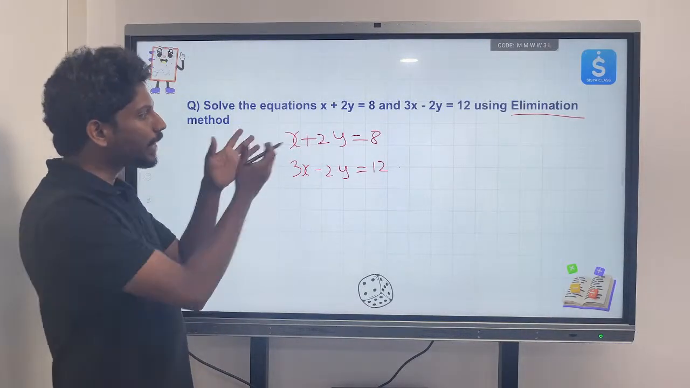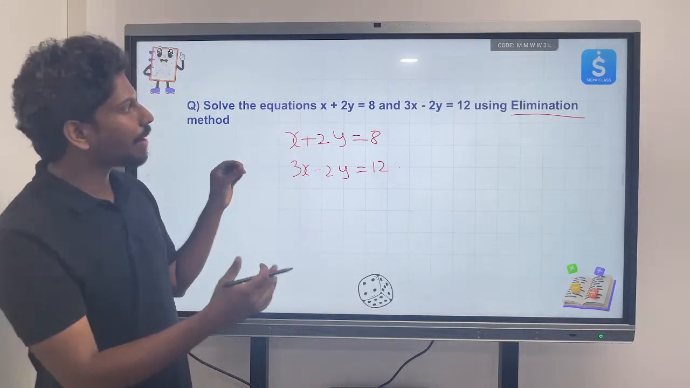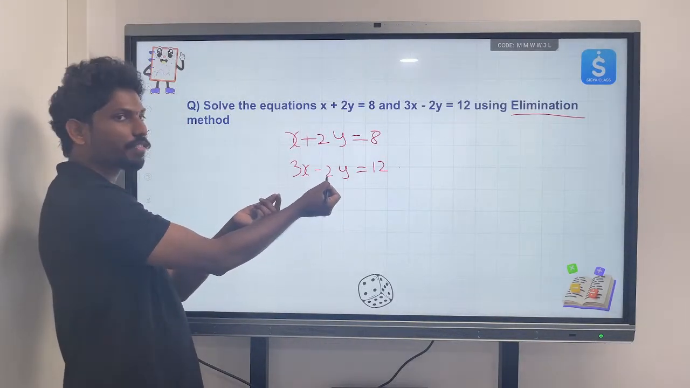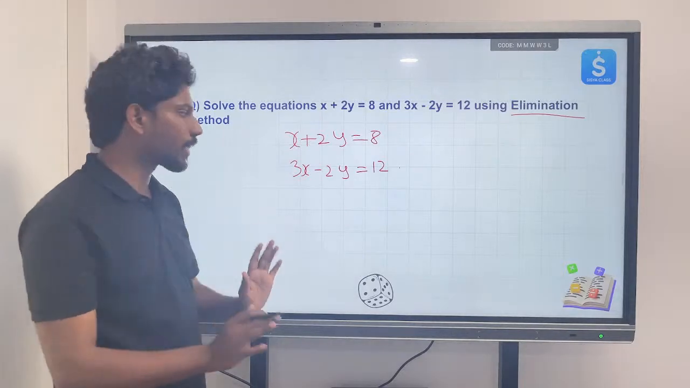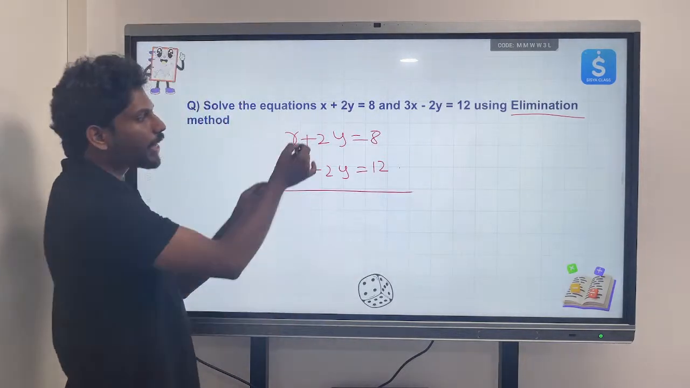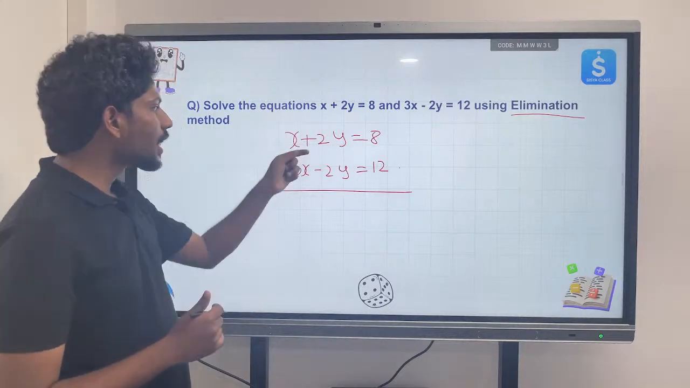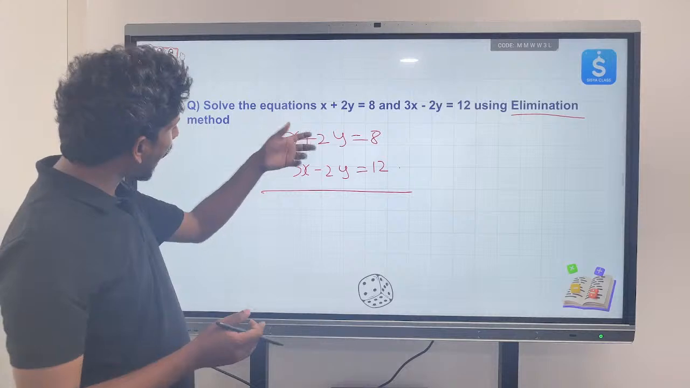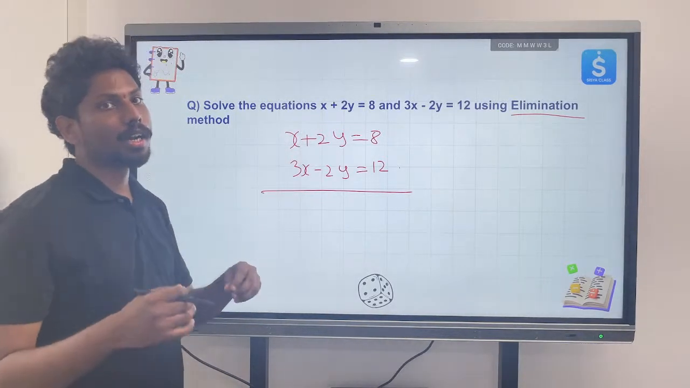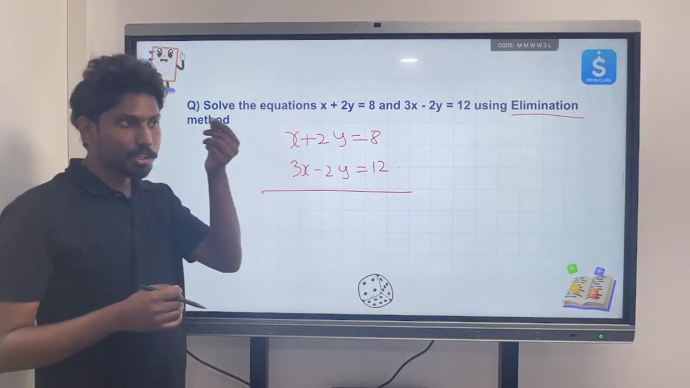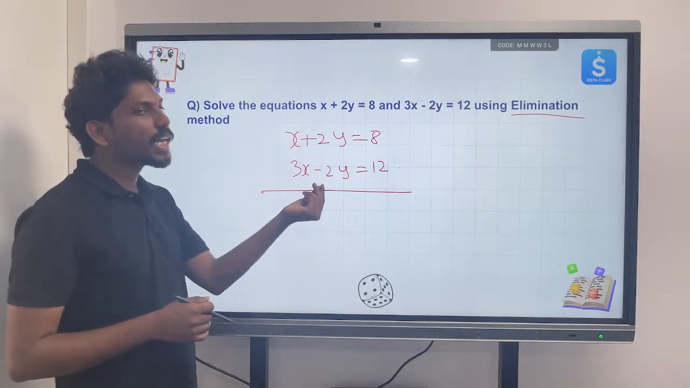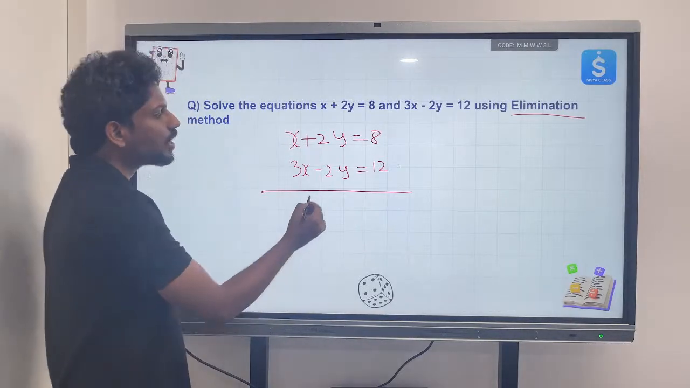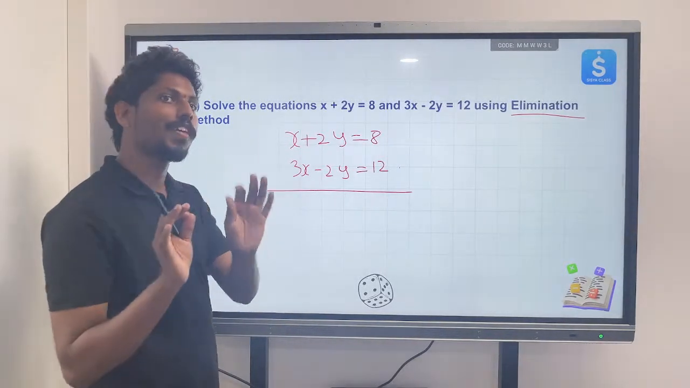Now let's see, by default this problem has some boon, right? What is the coefficient of y here? 2. What's the coefficient of y here? 2. So we don't have to do anything further. Simply we can do one thing. Can we add these two? Why am I adding? Because if I add, plus 2 minus 2 turns out to be 0, right? You can add or subtract, but be very conscious in choosing whether you should do addition or subtraction. Here I am choosing addition because plus 2 minus 2 will nullify the variable itself. So I choose the operation which nullifies one of the variables.